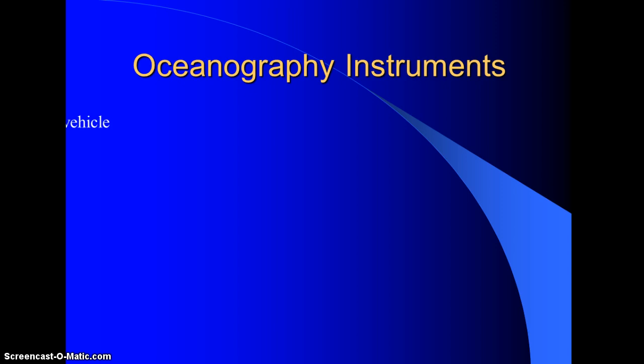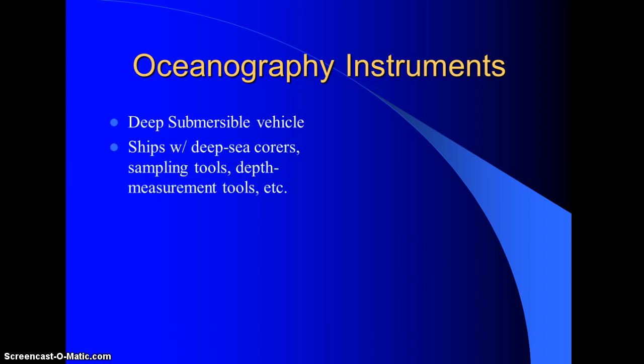So what are the instruments that oceanographers use? Well, in order to learn more about the deep sea, we have deep submersible vehicles. And these are very similar to a space shuttle, you know, because there's extreme environment in both situations. So they have to be able to withstand high pressures. We have ships that contain deep sea cores so that they take a sampling of the sediment, and then we can learn a little bit about historical events based on the findings there.